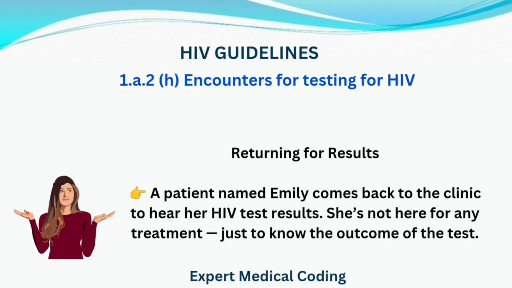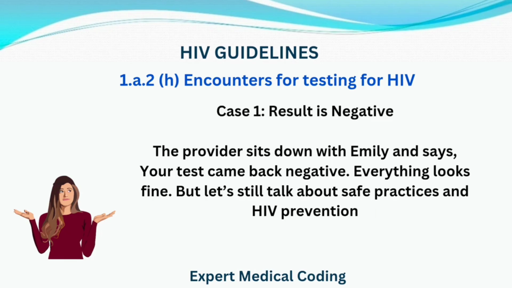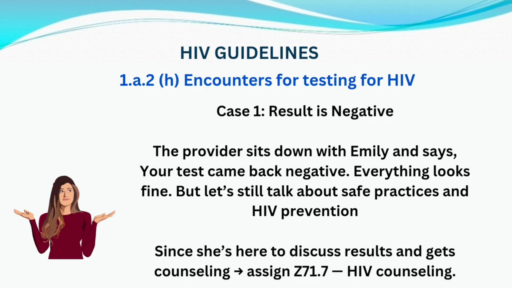A patient named Emily comes back to the clinic to hear the HIV test results. She is not here for any treatment, just to know the outcome of the test. Case 1. Result is negative. The provider sits down with Emily and says your test came back as negative. Everything looks fine, but let's still talk about safe practices and HIV prevention. Since she's here to discuss results and gets counseling also, we have to assign the counseling code Z71.7 HIV counseling.